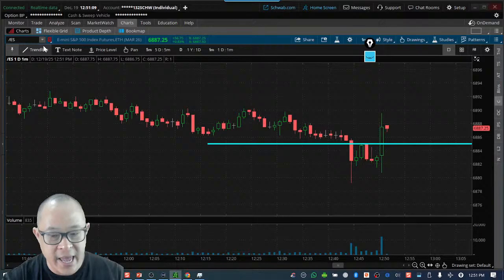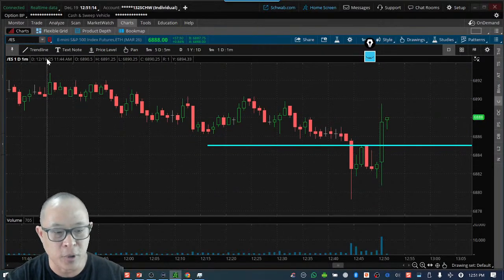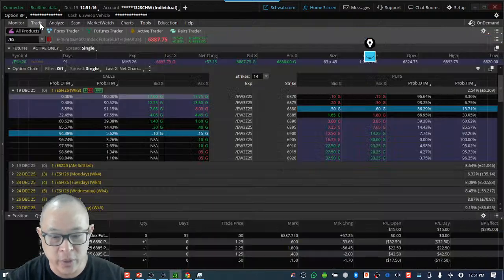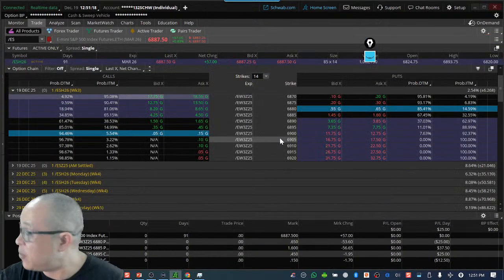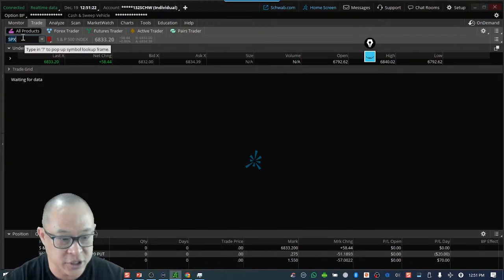Remember, ES is less leverage. It's a multiplier of 50. So let me just show you what I mean by that. Let's say if I really wanted to, let's trade the SPX. All right, look at this. You can just trade the SPX.